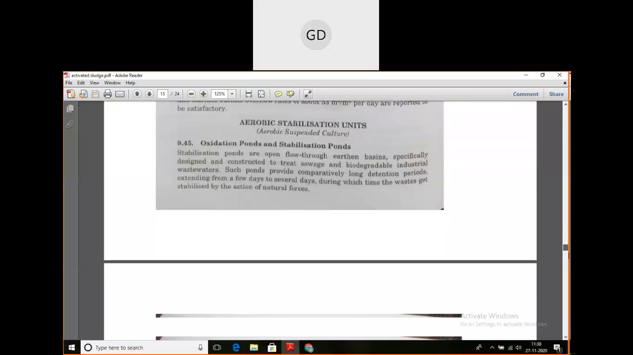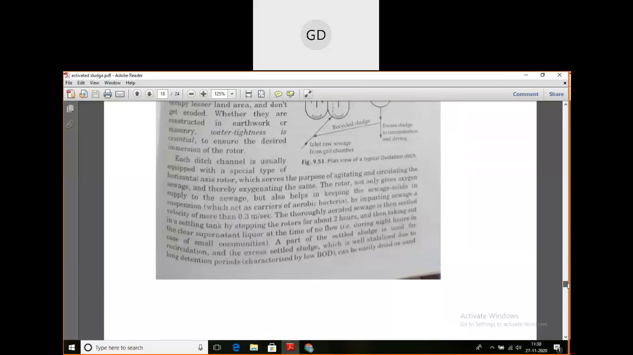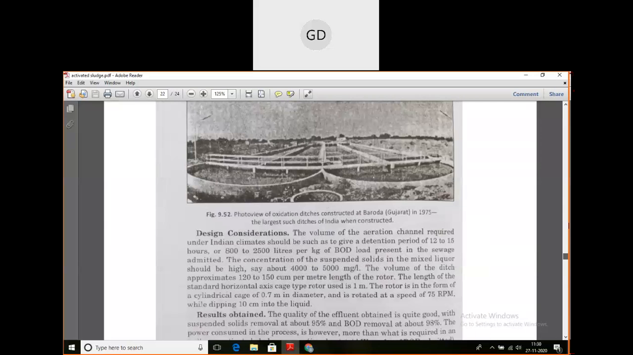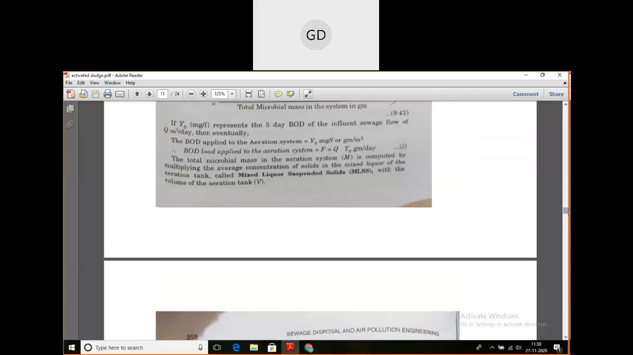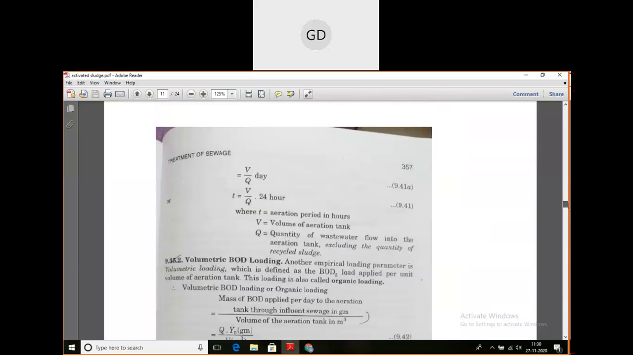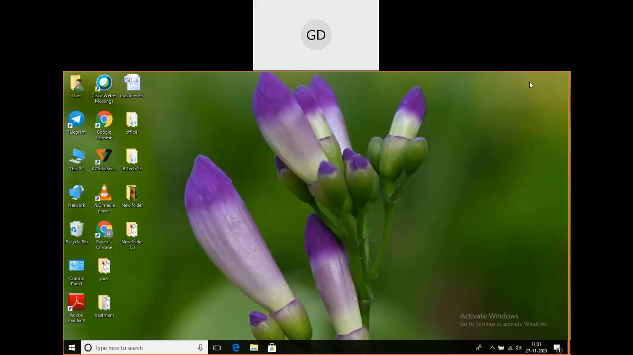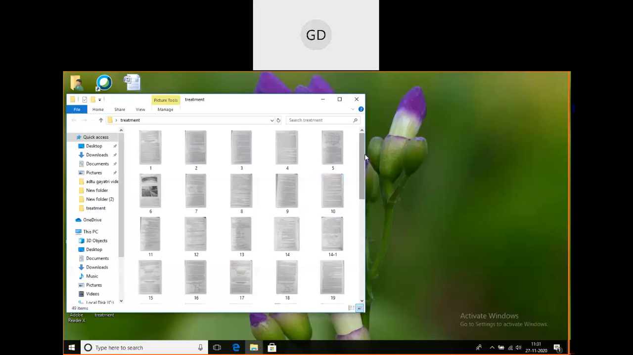Okay, so with this, we have almost completed your treatment process chapter, but we have left some numericals. Before, I left two numericals regarding your trickling filter plant, so there are certain numericals with that. So today we will do those two numericals quickly.